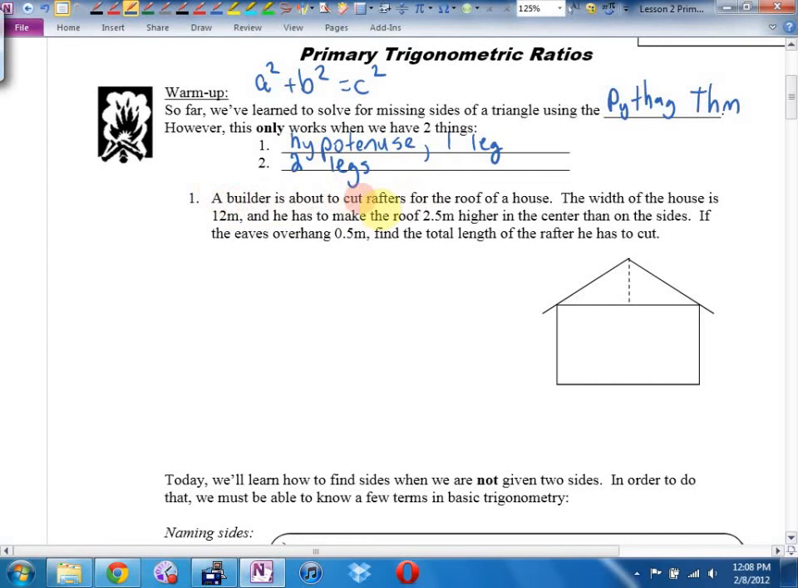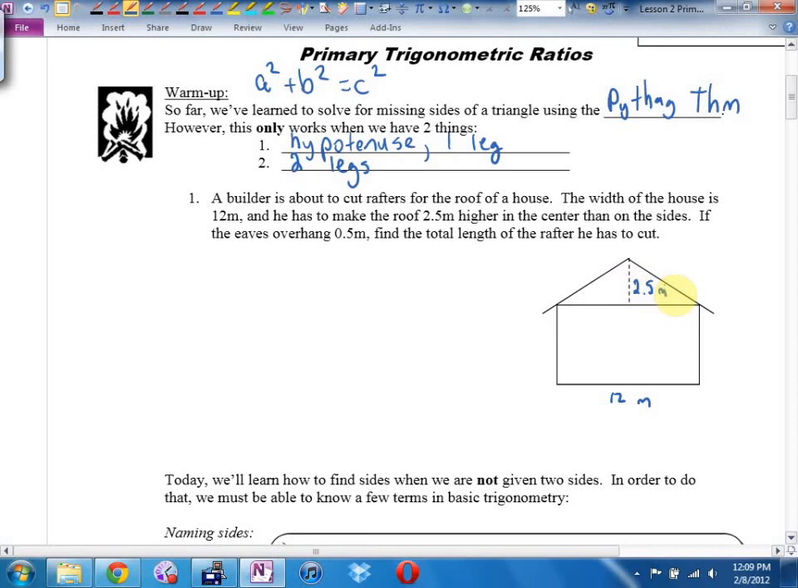It says this: a builder is about to cut rafters for the roof of a house. There's the roof. The width of the house is 12 meters. Why don't I cleverly label that? Because now the question's no longer blank and I feel better. And he has to make the roof 2.5 meters higher in the center than on the sides. I'm going to put that 2.5 on my diagram somewhere. Where am I going to put 2.5? Oh, on the dotted line. I like that. 2.5 meters.